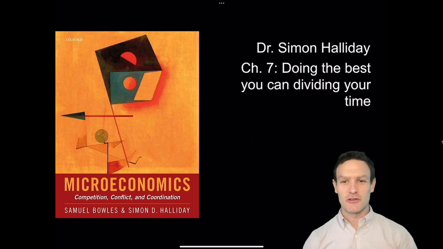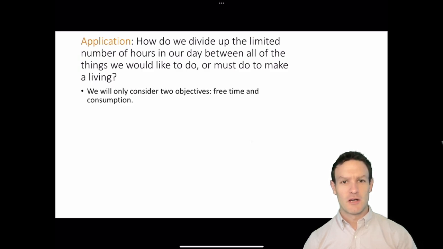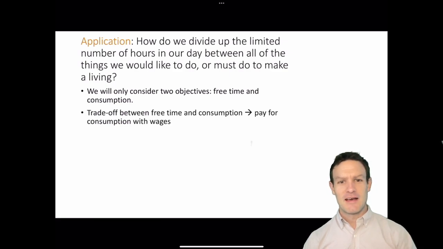And so here we're going to look at a similar problem, and that problem is how do we divide up the limited number of hours in our day between all of the things we would like to do or must do to make a living. Okay, so we're only going to consider two objectives here, free time and consumption. And so the trade-off between free time and consumption is going to be the pay for consumption with the wages we would make for an hour of work that we could do.